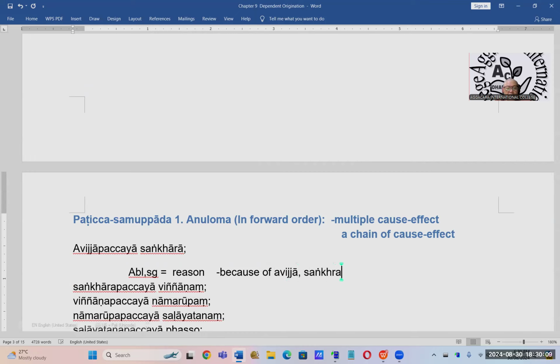sankhara exists. So this is ablative singular, but we take it as a reason, as 'because of'. Sankhara is plural here, a masculine plural, so you cannot recite sankharo. You have to recite sankhara. So avijja paccaya sankhara, you must recite as plural.